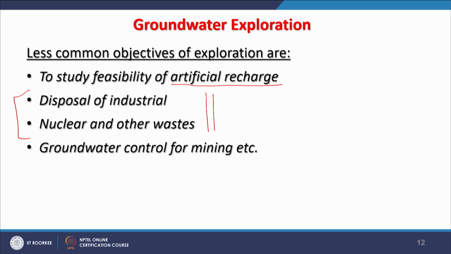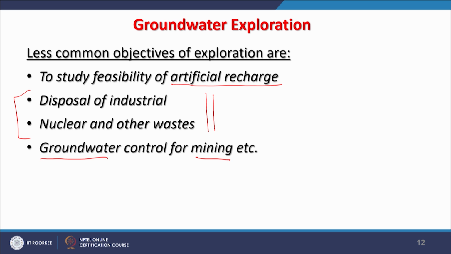Groundwater control for mining, etc. Like all mines, either subsurface mines or surface open cast mining, groundwater plays a very important role, especially in subsurface mines, where you have only small openings, and exploitation of minerals, rocks or coal is done mostly through subsurface mining. There groundwater plays a very important role, and it sometimes can create many hazards or disasters also.